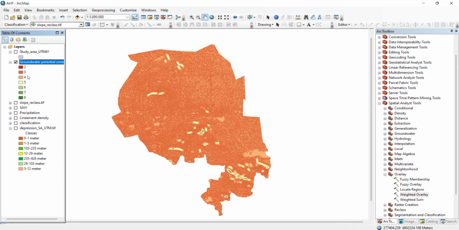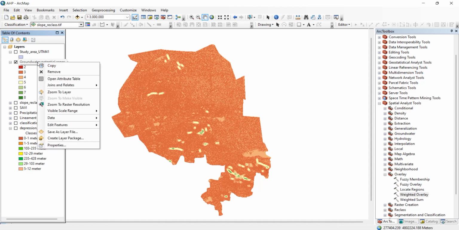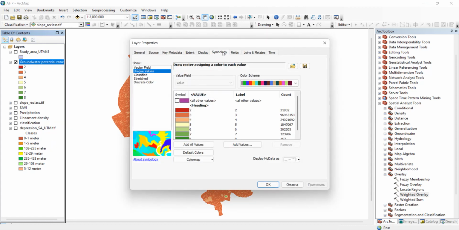So see that we have several classes here from 2 to 8. So the 8 is the highest probability, 2 is the lowest probability. We can make it easy to understand when we just merge some close classes with each other. So go to properties, and this is symbology, and I decide to reduce the number of classes into 5 from 7. So let's merge these two classes into one. So by pressing Ctrl, choose these classes.